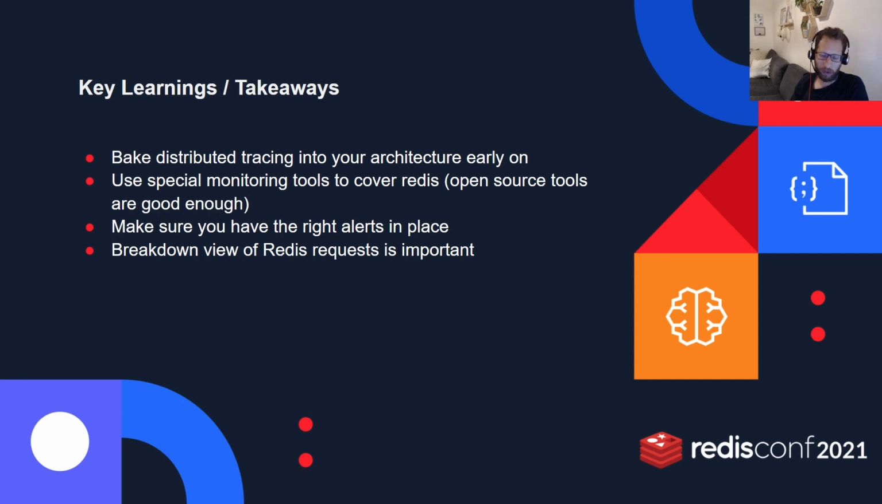You should use tools to do the distributed tracing or develop that on your own, but you should have special monitoring tools specifically for Redis or specifically for other services in order to observe what's going on in a very granular way. The open source tools that are out there should do the trick for you.